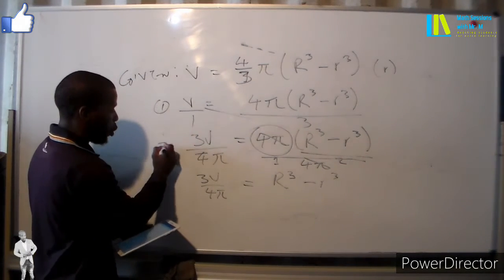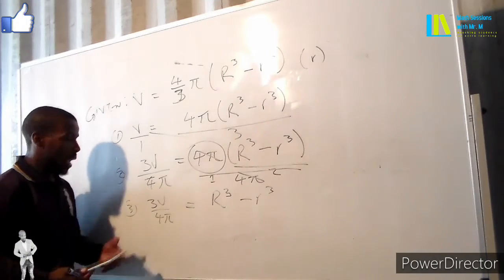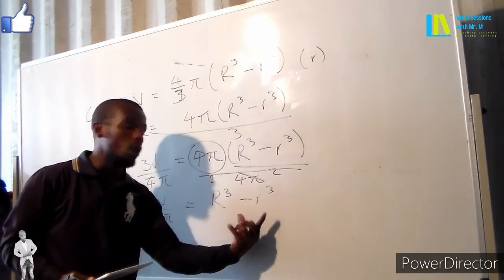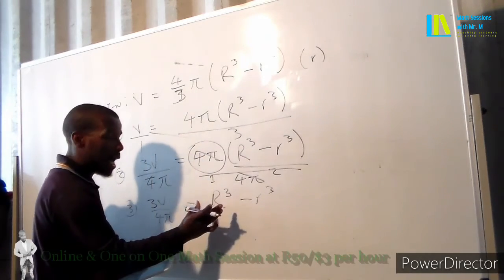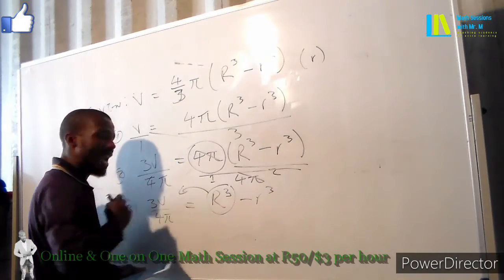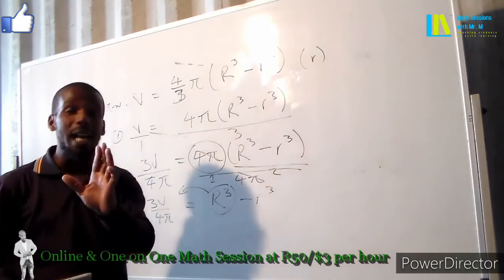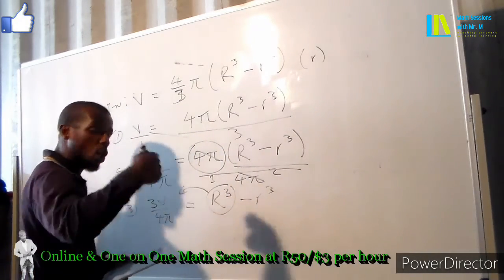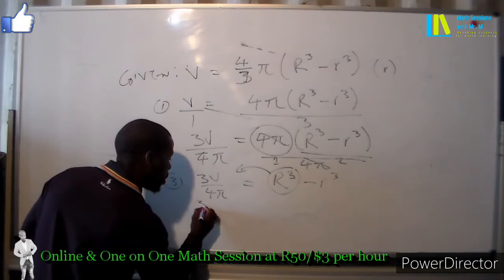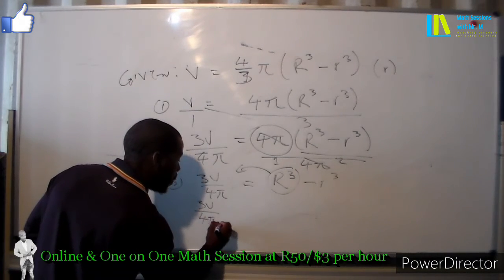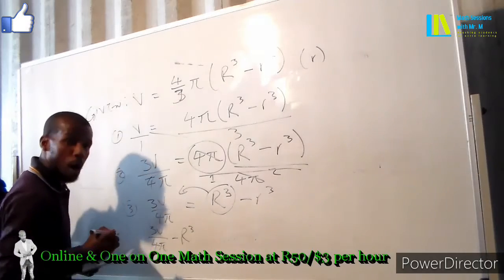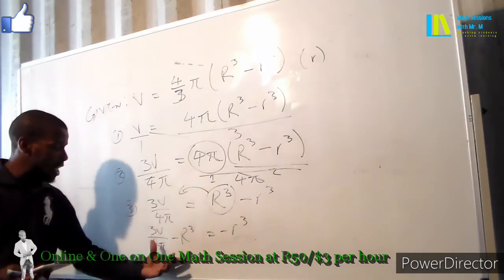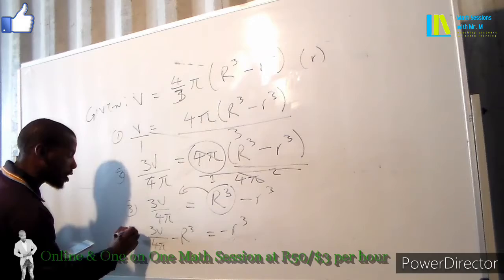We are having 1, 2, 3 steps. Now on this step, we have a fraction on this side, and there's our small r that we want. We are going to separate it from the big R by taking the big R to the other side of the equal sign. When it goes to that side, it must change sign, because it is positive right here, so it becomes negative. So it's 3V divided by 4 pi subtracted by the big R raised to the power of 3 is equal to negative small r raised to the power of 3. This is our fourth step.